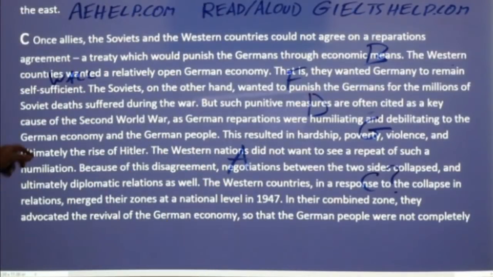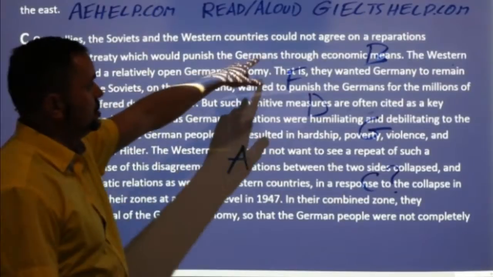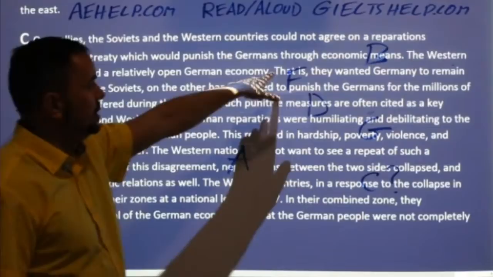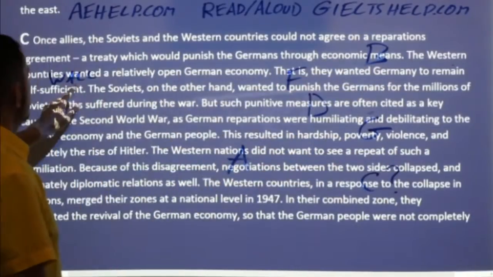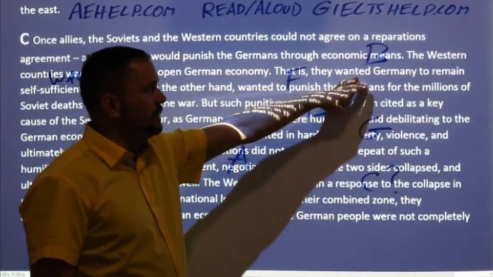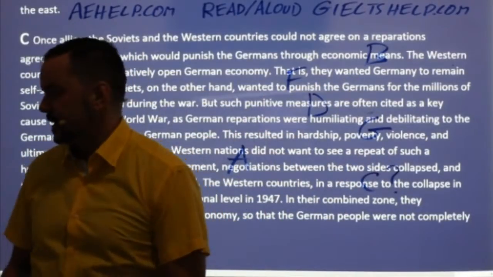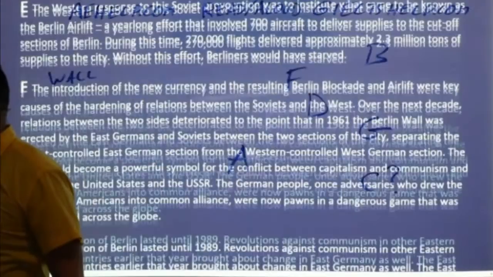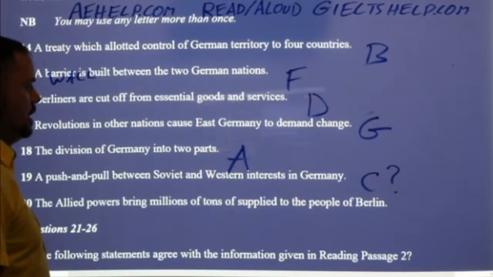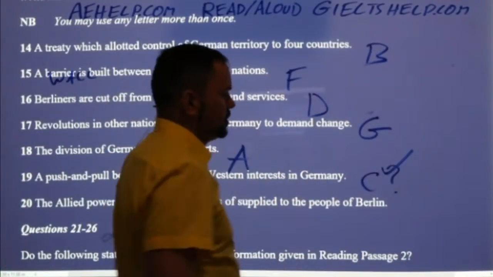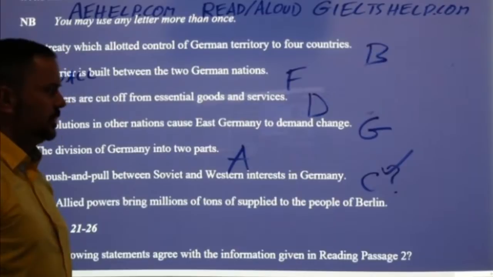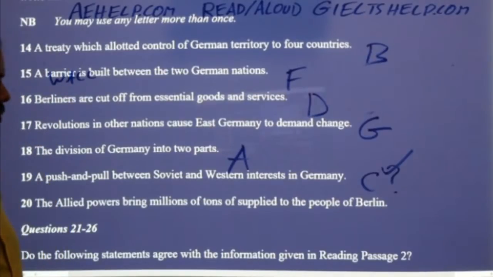So you go back and see, once the Soviets and Western countries could not agree on a reparations agreement, a treaty which would punish them through economic means, the Western countries wanted an open German economy and the Soviets wanted to punish them. So yeah, we know it's C. We're confident here. That's where Soviets wanted punishment. The Americans said, whoa, whoa, let's take it a little bit easier. That's what caused the Second World War to happen.